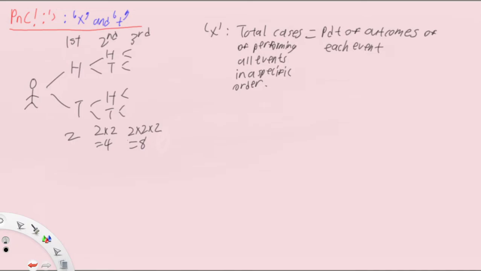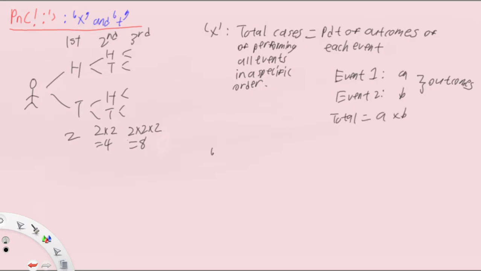So let's say we perform event number 1, and then event number 2, event number 3, event number 4, and so on and so forth. That is basically the product of outcomes of each event. So let's say event 1 has A number of ways, and event 2 has B outcomes, then of course the total number of ways equals A times B.